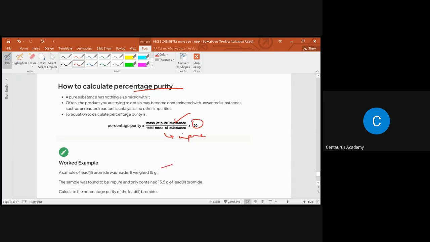So for instance, if you look into this example here, it says that a sample of lead bromide was made, which weighed 15 grams. The sample is found to be impure and contained only this much amount of lead bromide. This means that this is the pure mass, and this one is the impure mass. Now you have to find out the percentage purity of lead bromide here. So pure divided by impure multiplied by 100. So it is going to be 13.5 divided by 15 grams multiplied by 100 to give you the final answer. Am I clear so far?